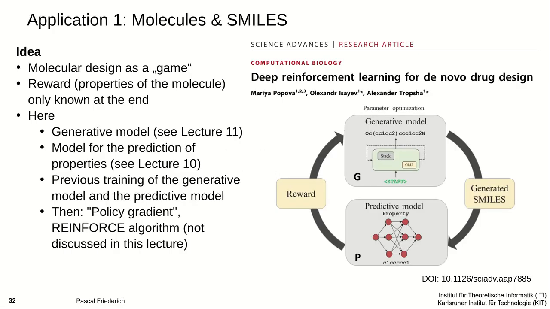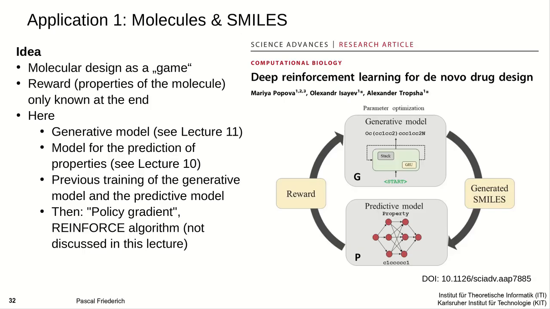In this paper here, Deep Reinforcement Learning for de novo drug design, the authors define basically molecular design as a game. And the reward is the properties of the molecules, and those are only known at the very end, which is why reinforcement learning that plays a game and modifies molecules and in the end observes some results is a quite suitable method for this scenario.